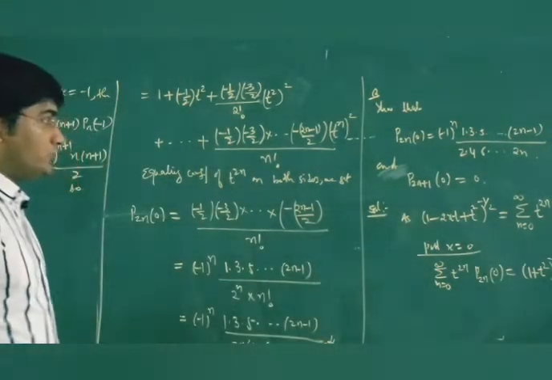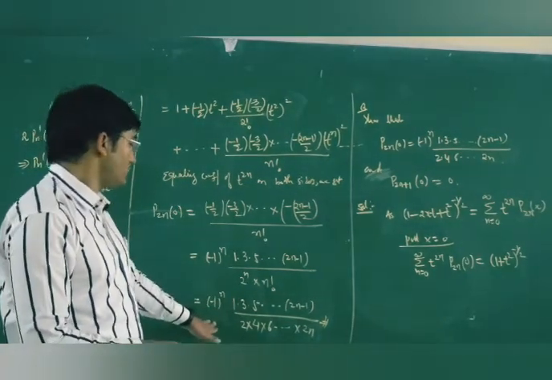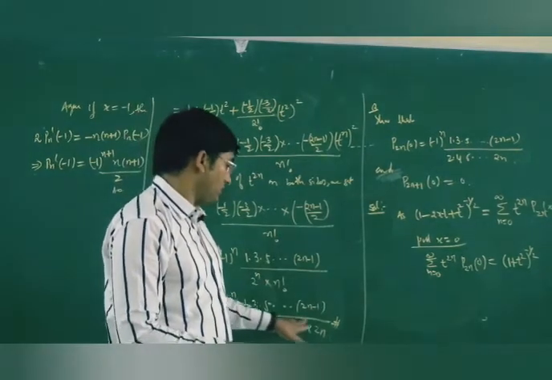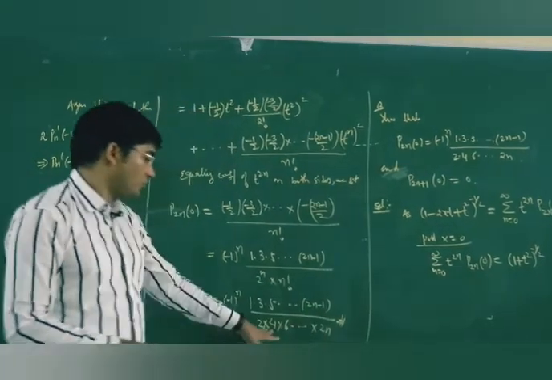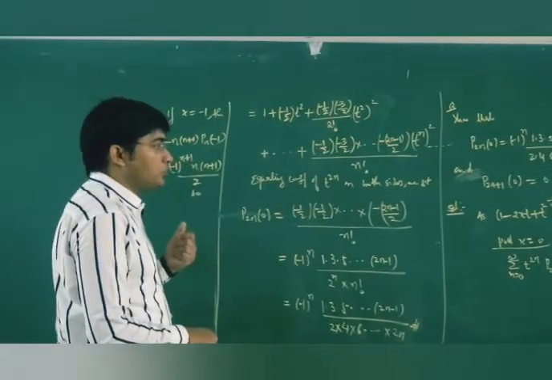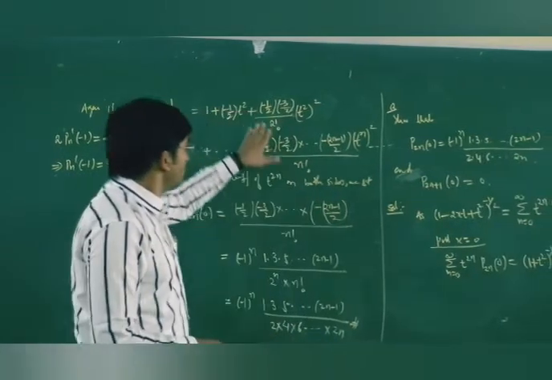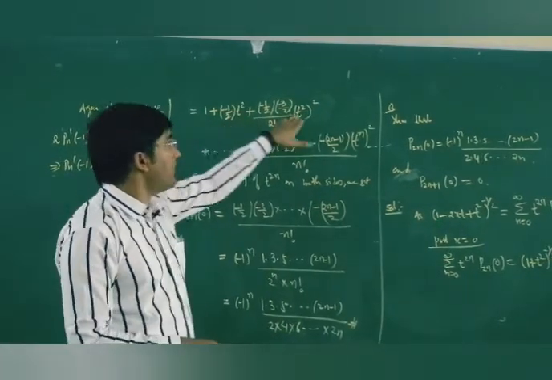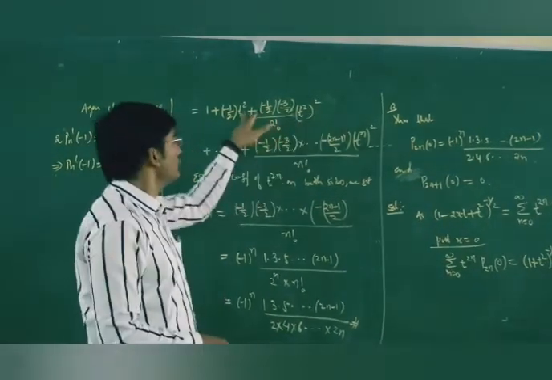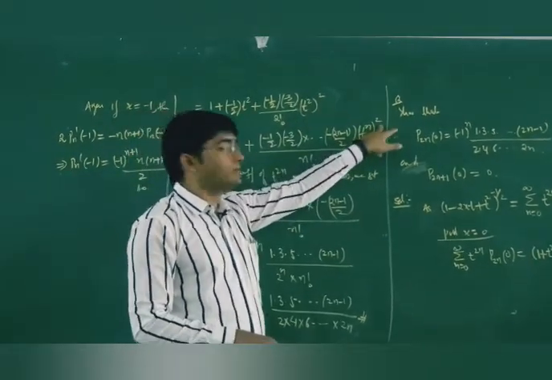So your P2n(0) is equal to this thing, minus 1 power n, 1, 3, 5 up to 2n minus 1, then we have 2, 4, 6 up to 2n. Now what will be the coefficient of t power 2n plus 1? Now here you can see that we have the even powers of t. This is your t square, then we have t power 4, then we have t power 2n.